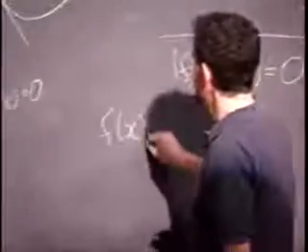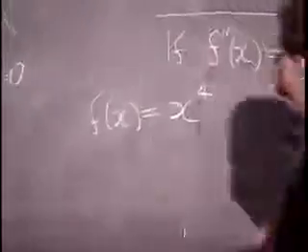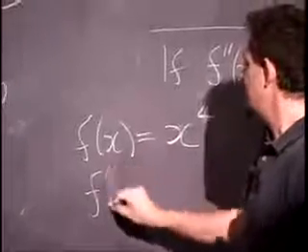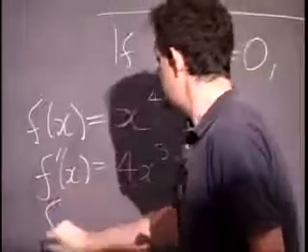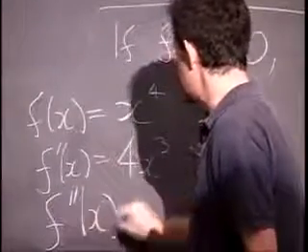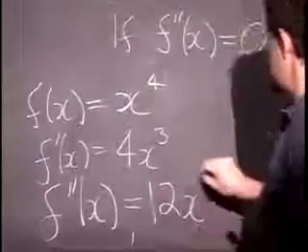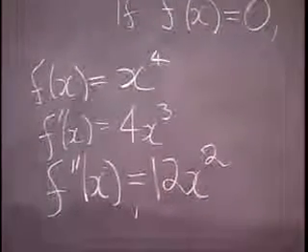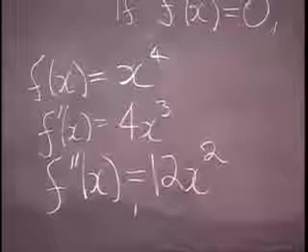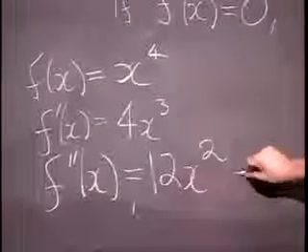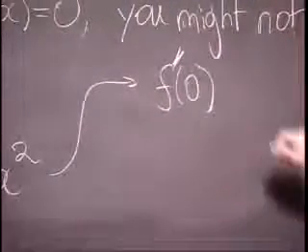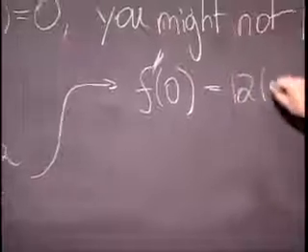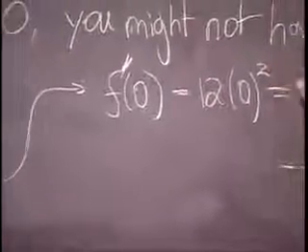Here's a really straightforward example. F of x equals x to the 4th. Classic example. If you differentiate this, f prime is 4x cubed, f double prime is 12x squared. Okay, now 12x squared is 0 when x equals 0. F double prime of 0 is 12 times 0 squared, which is 0.